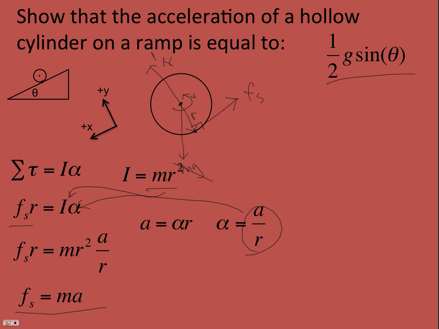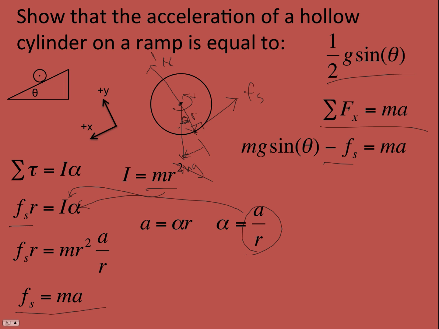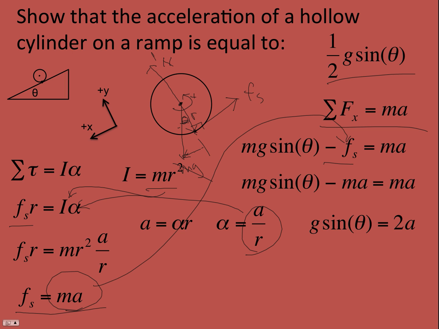We also need to write our coordinate system for the y and the x, and use Newton's second law, not for rotation, just for translation, to get another equation. So sum of the forces in the x equals ma, and so I get mg sine theta, that would be the component of mg in the positive x direction, minus friction equals ma. And so I have these two equations. I can put that into there and solve for a: 1/2 g sine theta.